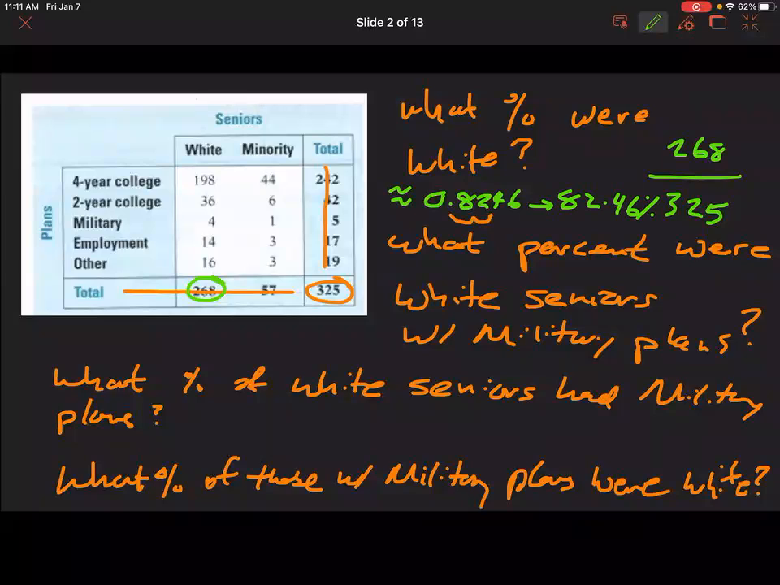Next one, what percent were white seniors with military plans? Again, this one doesn't tell us any specific group we're looking at. It just says what percent. It doesn't say what percentage of minority students or what percentage of students going for employment. So that again means we're talking about the grand total, so it's going to be over 325. It says white seniors with military plans. That'd be these ones right here: white, military. 4 out of 325.